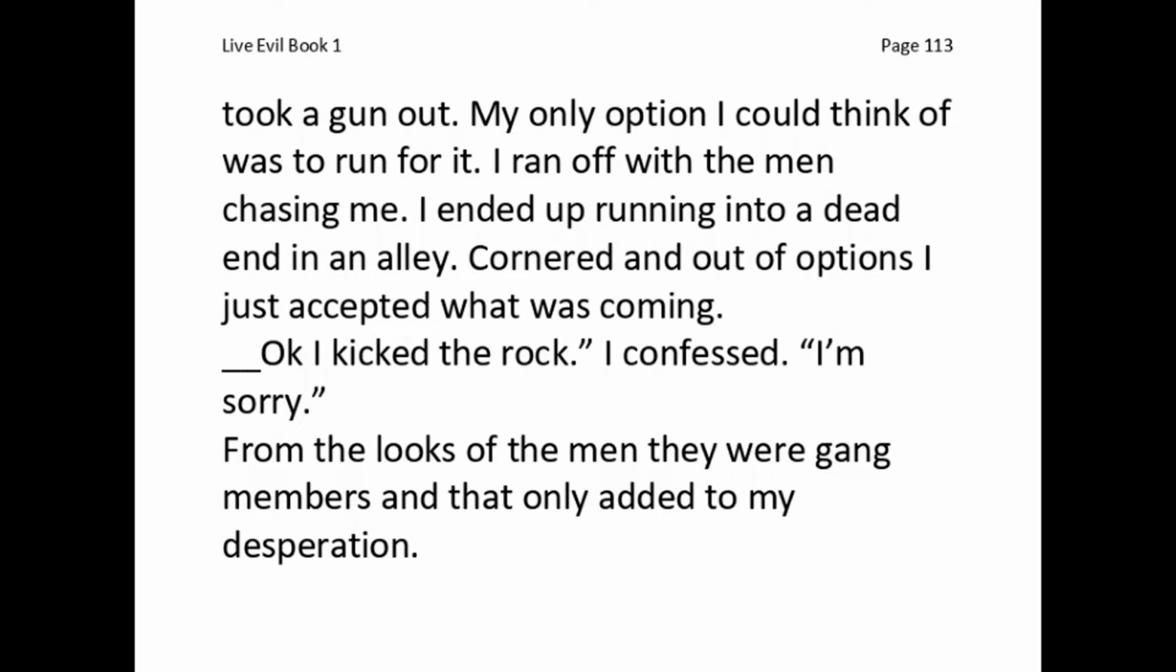"Okay, I kicked the rock," I confessed. "I'm sorry." From the looks of the men, they were gang members, and that only added to my desperation. Cracking knuckles. "Sorry doesn't cut it," the first gang member confessed. "And I wouldn't want this to happen again, so we'll just have to teach you a lesson."